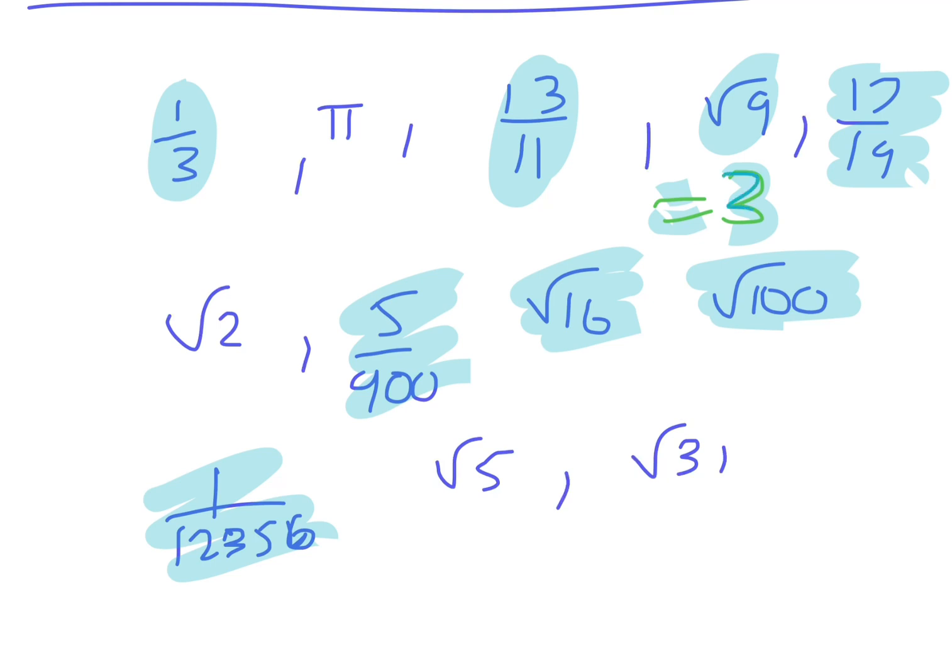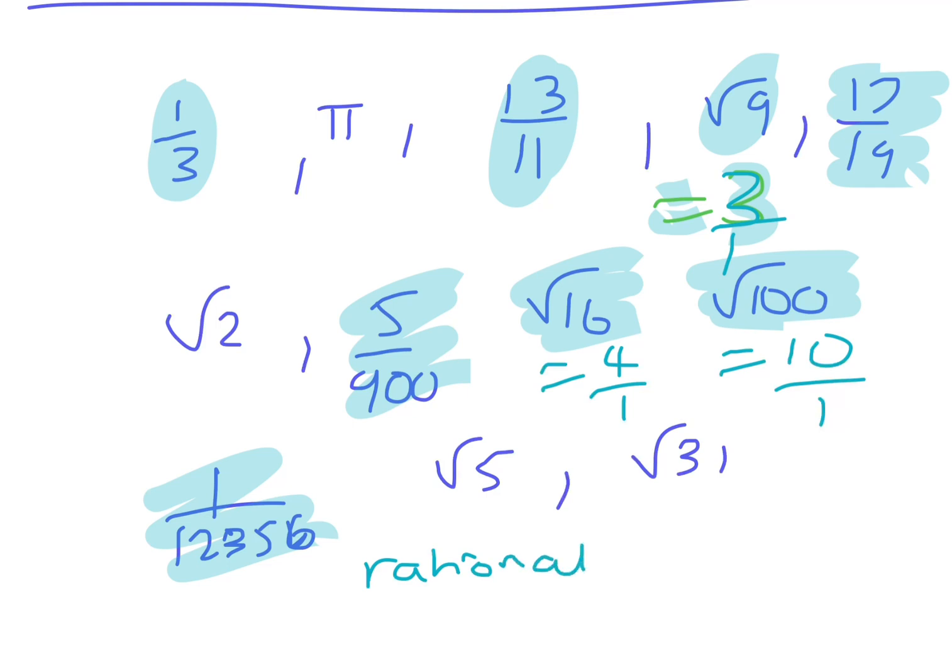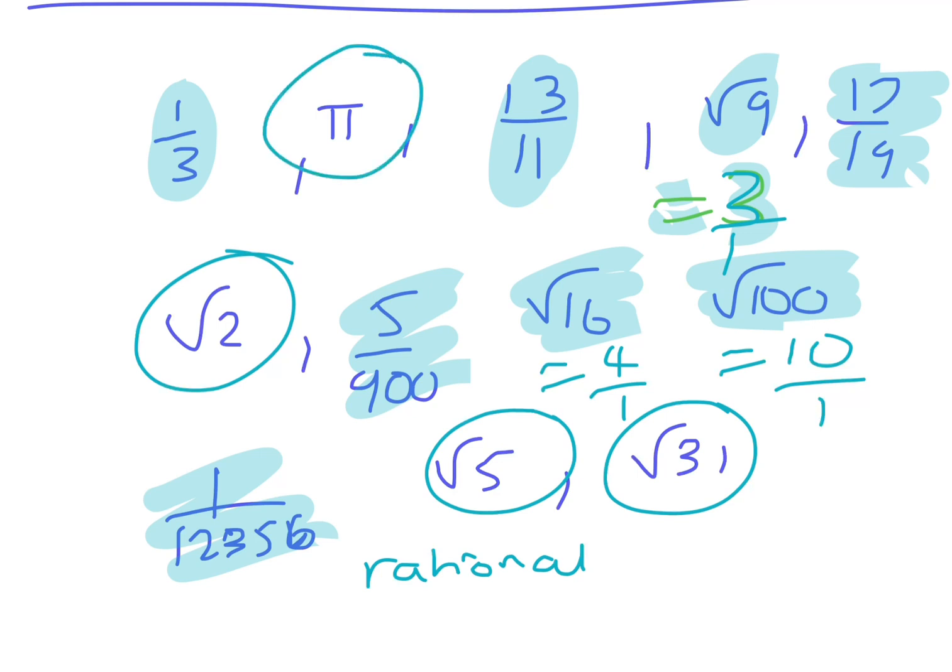So all of these, that's 3, that will be 10, 4. See, 4 and 10 and 3 can all be written as fractions. They are all rational numbers. But the ones that are irrational are the root 5, the root 31, and anything in terms of pi. They are all irrational.